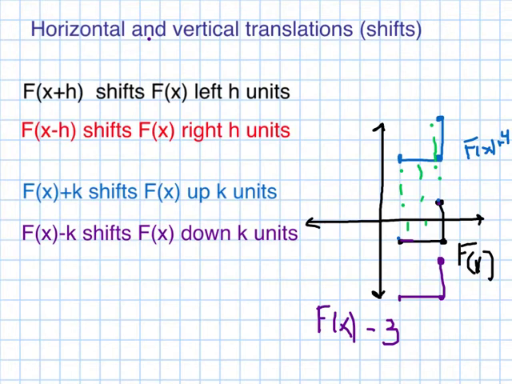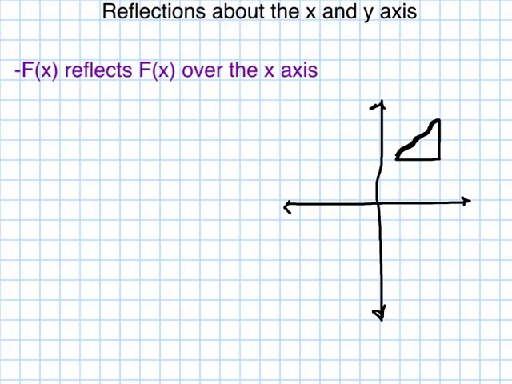All right, the next transformations we're going to look at are reflections. Okay, the first reflection that we use is a reflection over the x-axis. So if I have negative f of x, something that would look like is if I had an x squared function and then it really showed negative x squared, where it's on the outside of the x. That would reflect the entire function f of x over the x-axis.